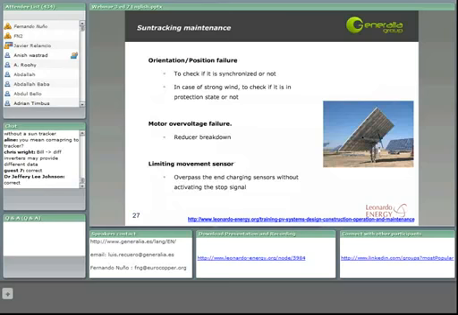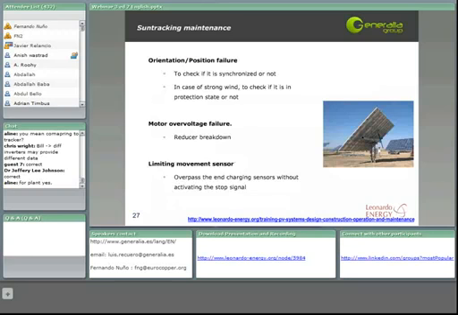The most typical issue that we might find in a sun tracking system is the orientation or position failure. This can be produced because the sun tracker is not synchronized with the position of the sun. So, it is important to have a system that periodically checks that the position of the sun tracker is synchronized with the position of the sun. In this type of facilities, it is really important to have a remotely controlled system so that we can modify the position of one of the sun trackers if necessary.